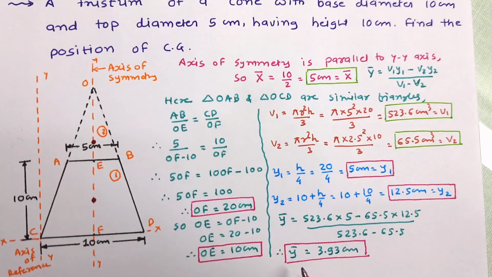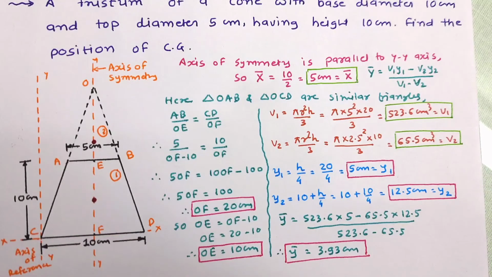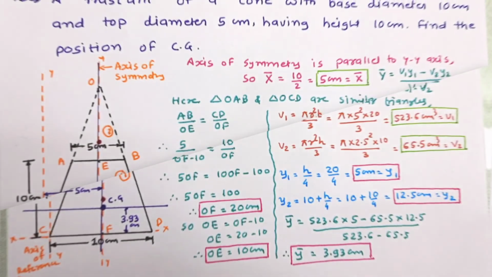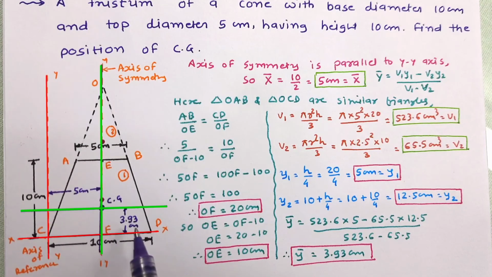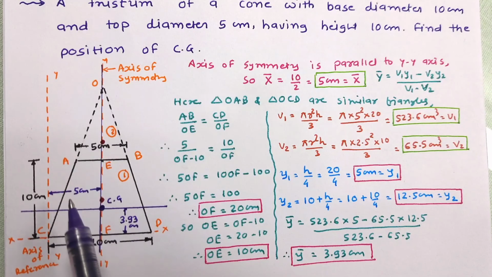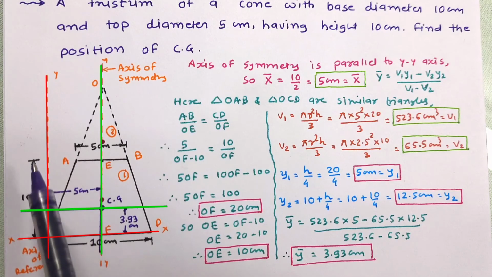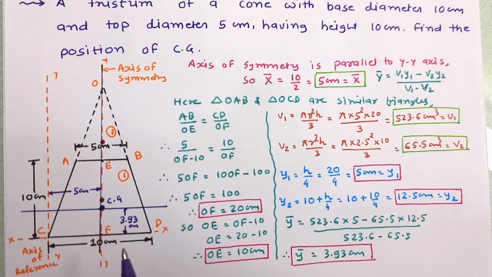Now let us mark the centroid in the figure. So this is the centroid of the frustum of cone, which is at 3.93 cm from the reference x-axis and 5 cm from the reference y axis. This way such problems can be solved.